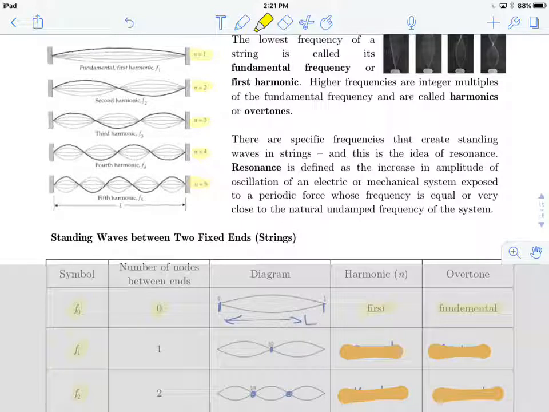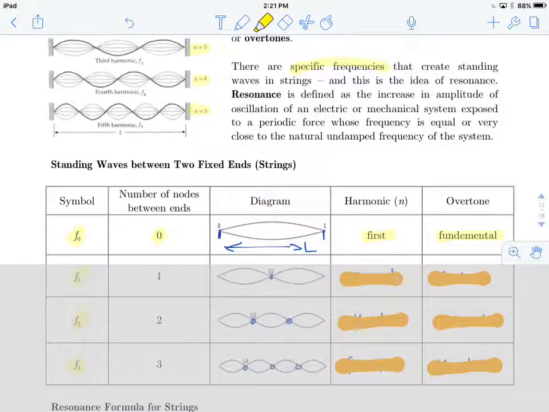There are very specific frequencies that create these standing waves, i.e. we can only vibrate the string at these specific frequencies so that we create these standing waves. And this is the very premise of resonance: we can't get standing waves from just any frequency. It has to be the resonant frequencies of the string. We're going to find out what determines those frequencies, but let's take a look at what standing waves look like.